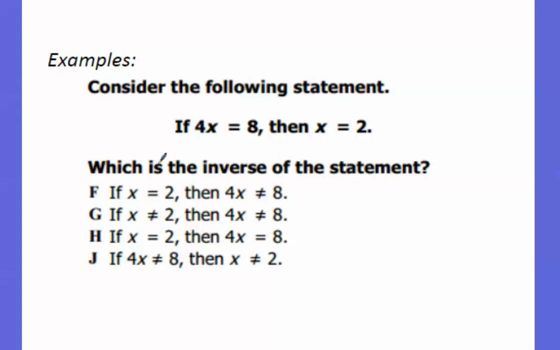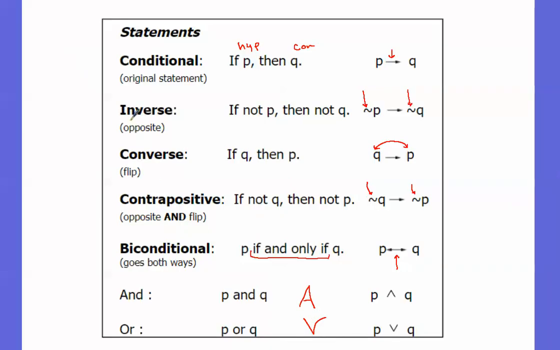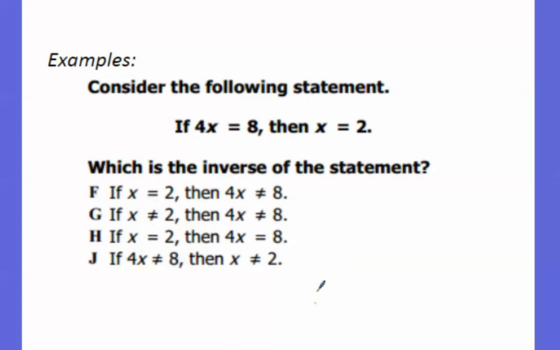All right, let's work some examples. Consider the following statement. If 4x equals 8, then x equals 2. Which is the inverse of this statement? Remember, the inverse means the opposite. Here is inverse reminding you of the opposite. So we're looking for the opposite of this. Well, what it would be is 4x does not equal 8, then x does not equal 2.